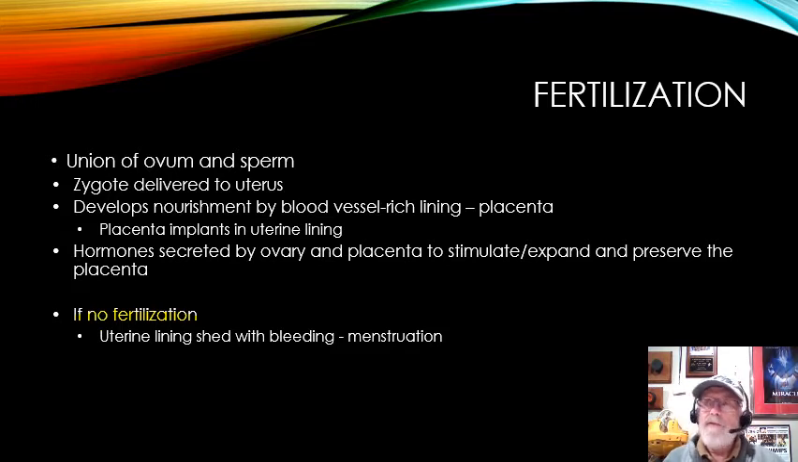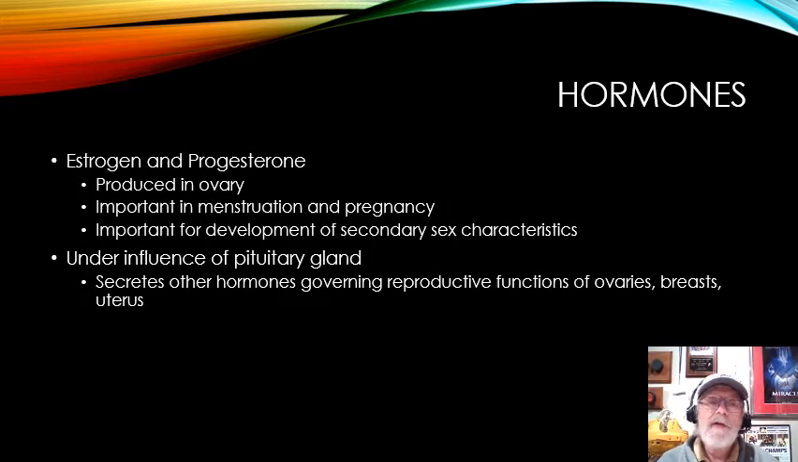So anyway, if there's no fertilization, the wall doesn't want to get thicker and thicker each month. It says, hey, we didn't have it happen this month, so let's try again next month, and the uterine wall is shed. The endometrial wall comes off the inside of the uterus with the bleeding, and that's called menstruation. So anyway, that's what happens in a nutshell.